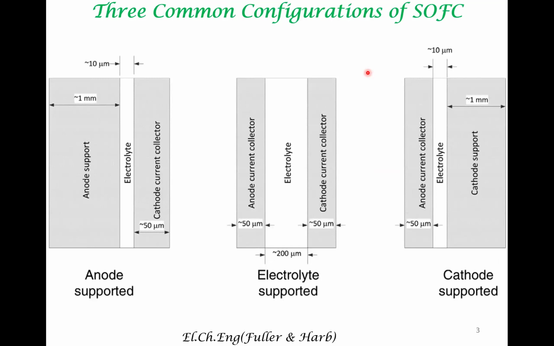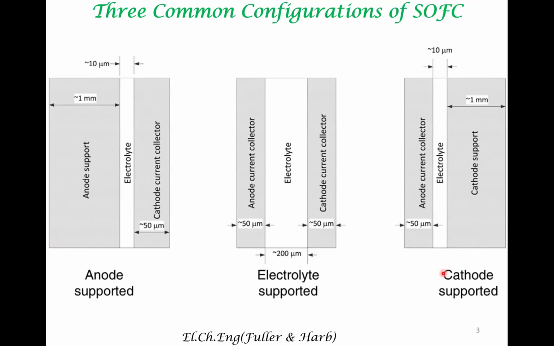Practically, there are three geometries for a solid oxide fuel cell. It is either anode supported, electrolyte supported, or cathode supported. What do you mean by that? In order to provide mechanical support or to retain the mechanical integrity of a fuel cell, one of the three components has a greater volume. Here it is the anode, which essentially supports the other two components. Here it's the electrolyte. Here it is the cathode.